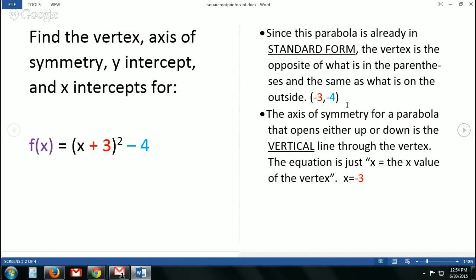Now, since parabolas that we deal with only open either up or down, that means that the axis of symmetry will be the vertical line that goes through the vertex of the parabola. Vertical lines are always x equals a number, so for the axis of symmetry of this one, x equals negative 3, since negative 3 is the x value of the vertex. The x value of the vertex gives us where the axis of symmetry will be, and it should be written as an equation, x equals negative 3.